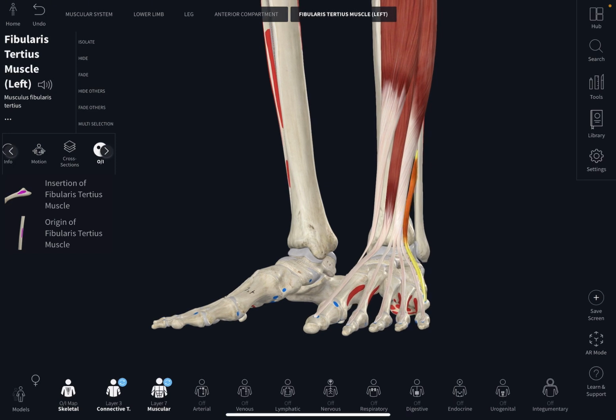And I believe this muscle is often not present in a person. This is just a textbook muscle, you know. And I believe our model in VH Dissector does not have this muscle.